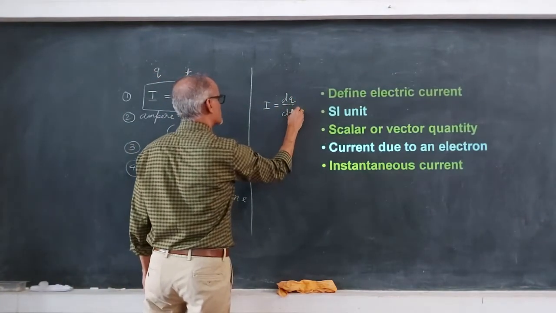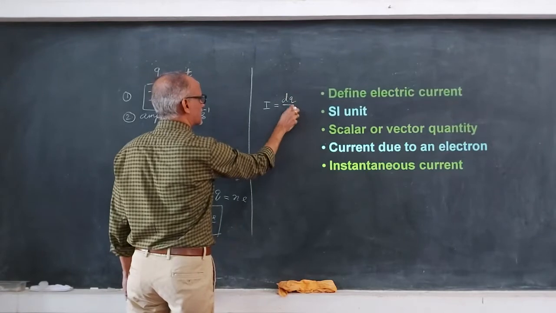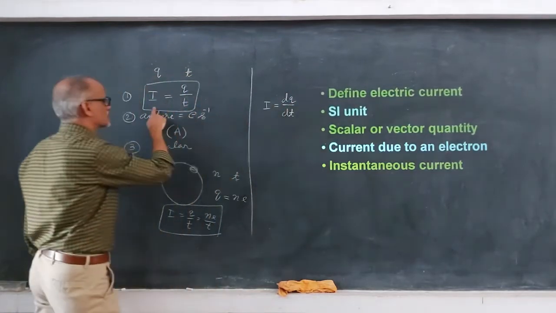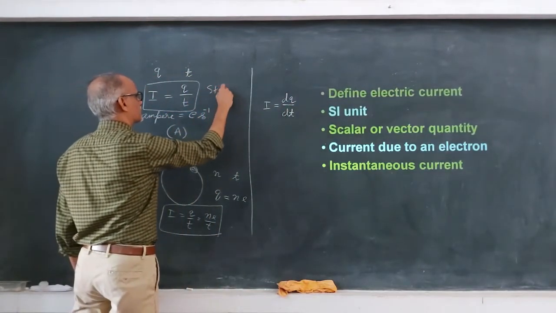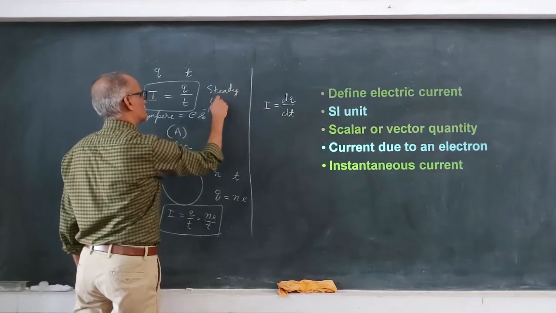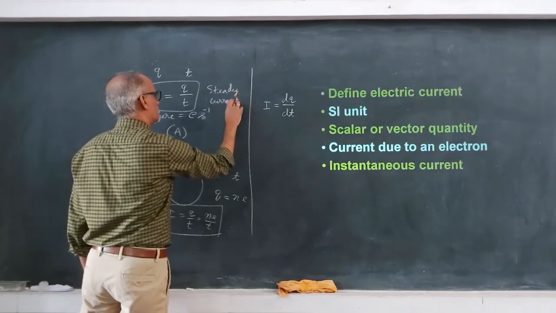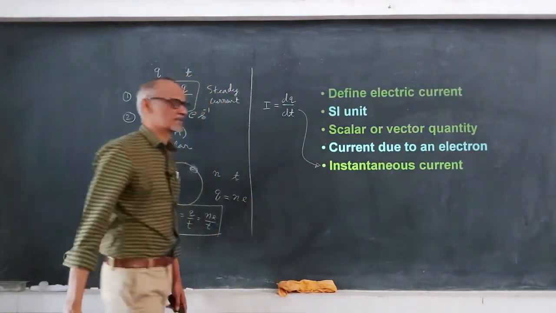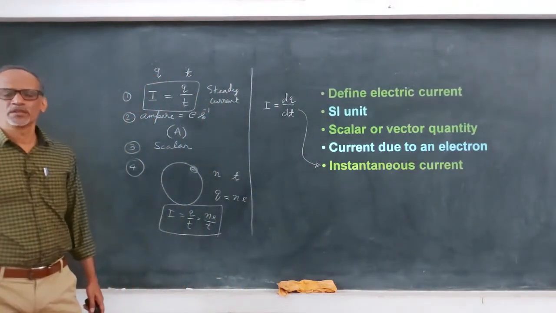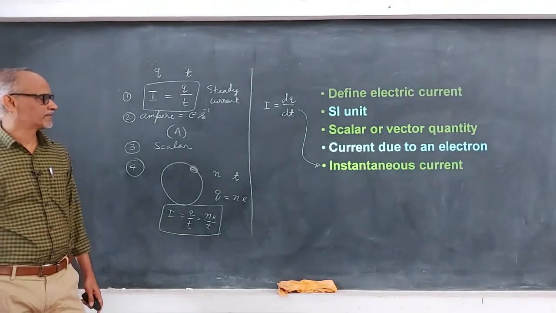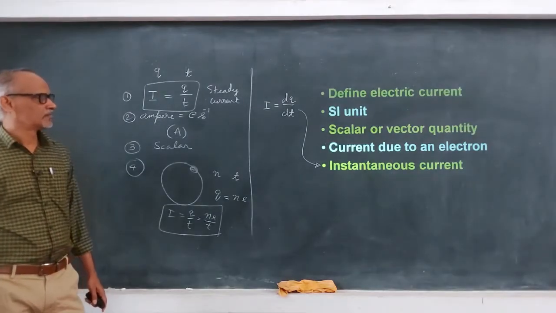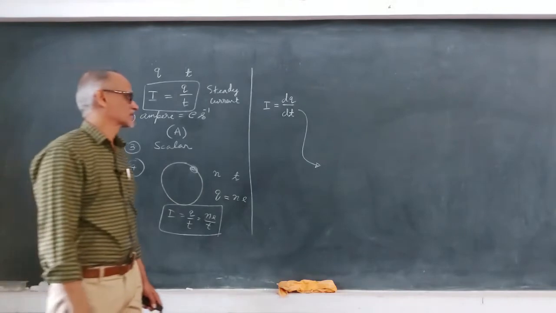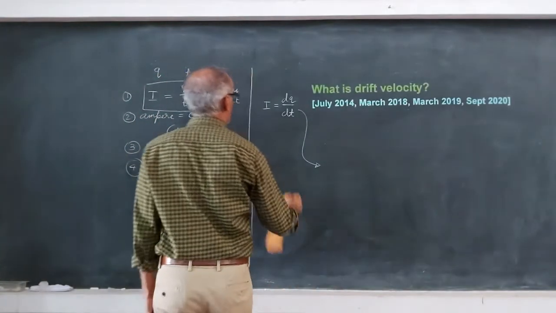That is a small amount of charge flowing steadily in a time dt. So this equation is used to find the steady current, and this one is used to measure the instantaneous current. Hope you have understood the basics of current. We are going to learn more about it, so let's continue with that.